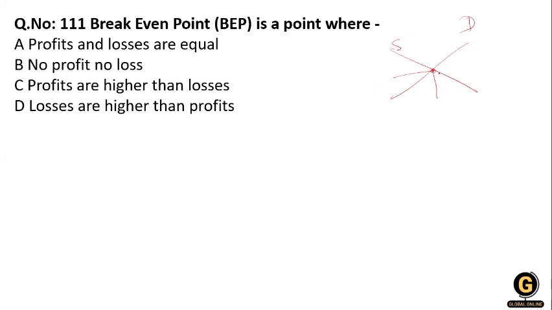So here is the break-even point in economics, business, and especially in cost accounting. It is a point at which our total cost is equal to the total revenue. Whatever cost we have expensed is equal to the revenue. So it's even. In that case, no profit, no loss. Okay. So option number B.